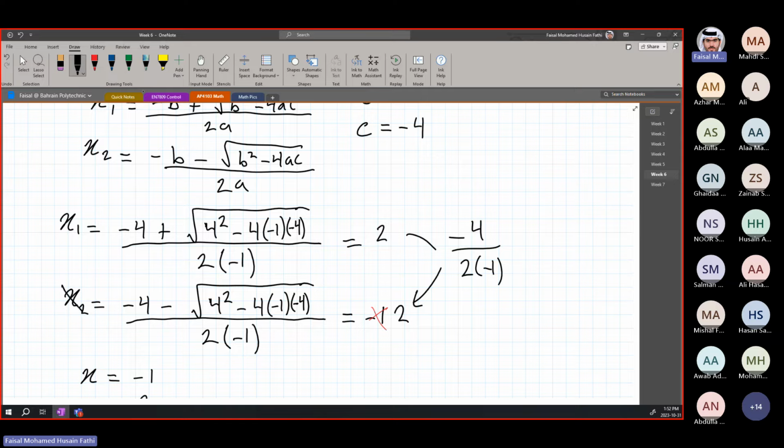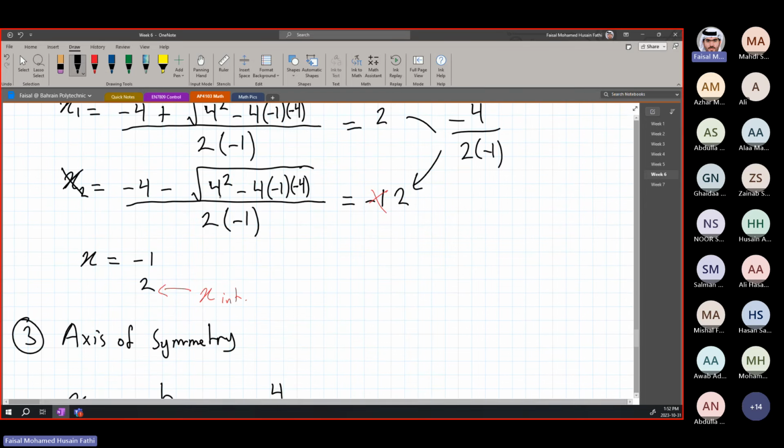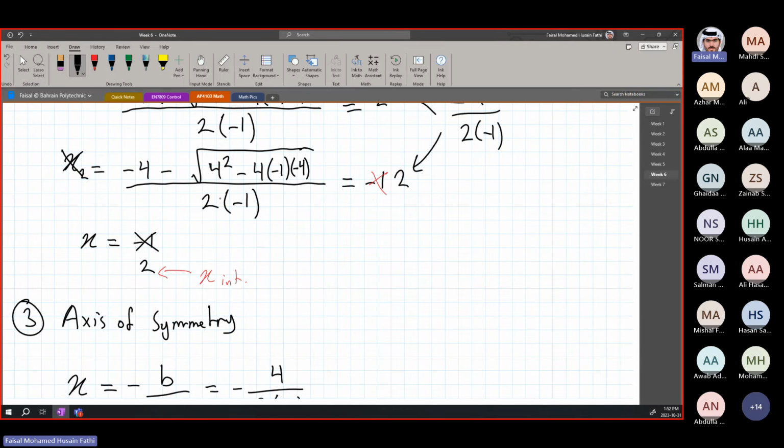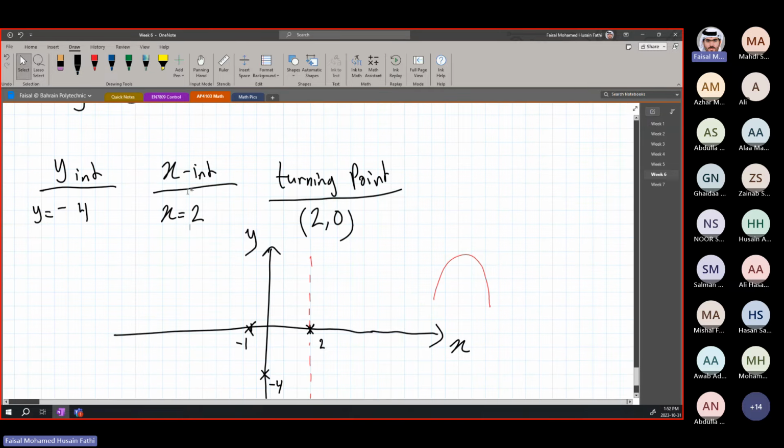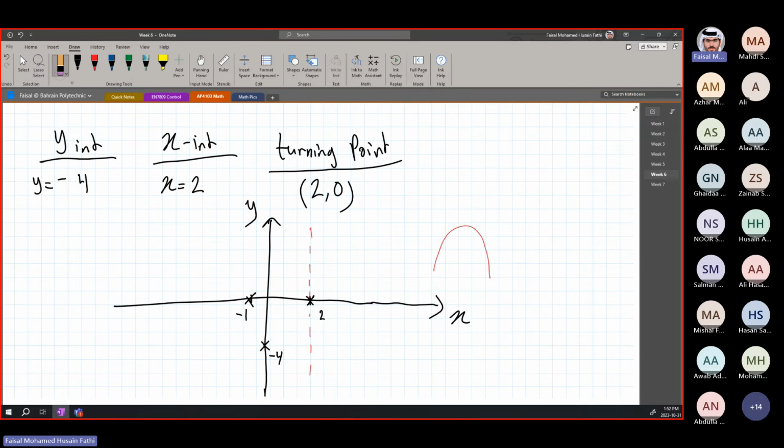So we don't have x2, we only have x1, and the solution for this problem is only x1. So x is only equal to 2. Okay? So this is our x-intercept. We only have one x-intercept, which makes sense now. We only have one x-intercept, which is x is equal to 2. Okay? So this is not an x-intercept. Which now makes even more sense.